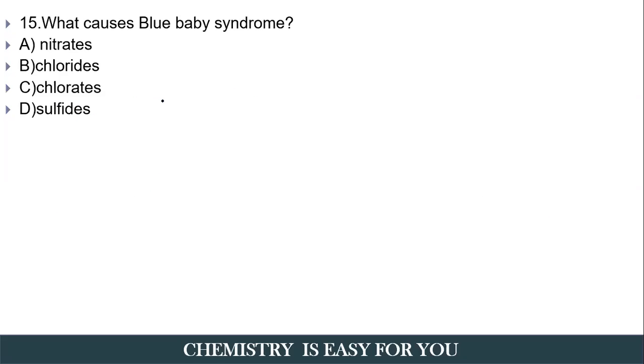So the last question of today's part 2 of environmental chemistry question is about blue baby syndrome. So what causes the blue baby syndrome? It's option A, nitrites. So I don't know how many of you have heard about the blue baby syndrome. Most of the questions on environmental chemistry part have been repeated many times. So now the examiners will be looking for those areas from which questions have not been asked yet. One such area is this blue baby syndrome.